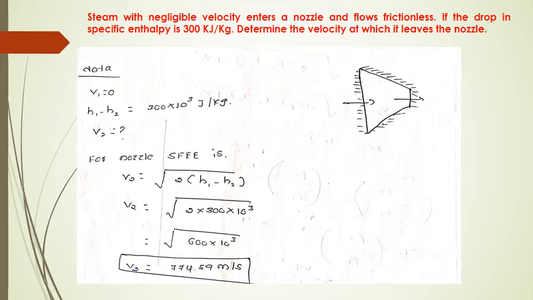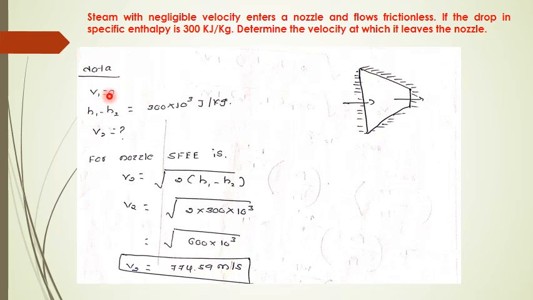Now let us solve some numericals on steady flow energy equation. The problem is here: steam with negligible velocity enters a nozzle and flows frictionless. If the drop in specific enthalpy is 300 kJ per kg, then determine the velocity at which it leaves the nozzle. Let us collect the data.